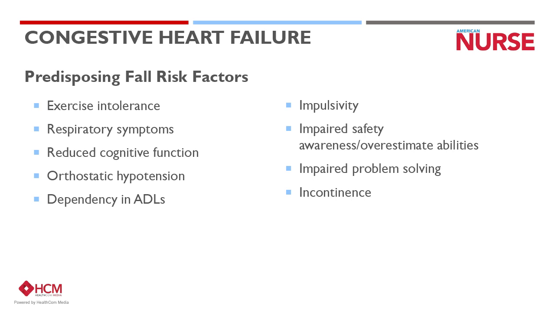So let's start out with our congestive heart failure patients. Those congestive heart failure patients, you know the predisposing fall risk factors that they have. They have exercise intolerance, they've got respiratory symptom problems, they sometimes have reduced cognitive function. They may even have orthostasis problems because of medications they have been on, some dependency in their activities of daily living, maybe even some impulsivity, thinking that they can do more than they really can, which is the same as impaired safety awareness, overestimating their abilities. If they have low oxygen levels, they may have some impaired problem solving, and even some incontinence that we could have with some of the symptoms that are going on.